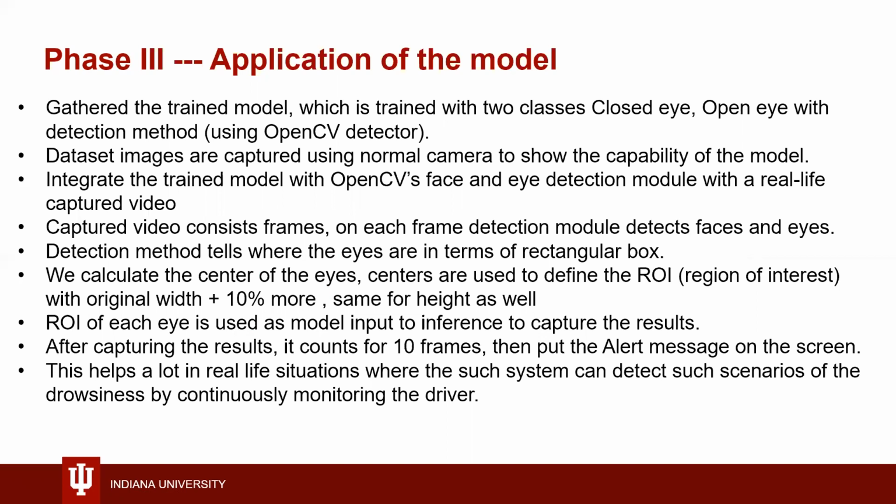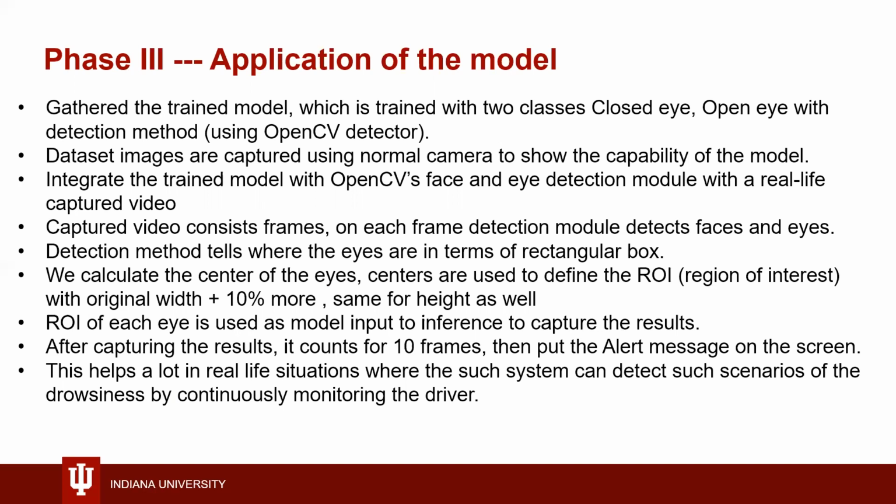So we trained the model with two classes, closed eye and open eye, and also we use the detection method from OpenCV. Now my job is to develop a pipeline such that I input a video and get the output as a video with annotations. So that is my job. So how am I going to do it? In the pipeline, I capture the video by loading the video in memory and analyze each frame of the video.